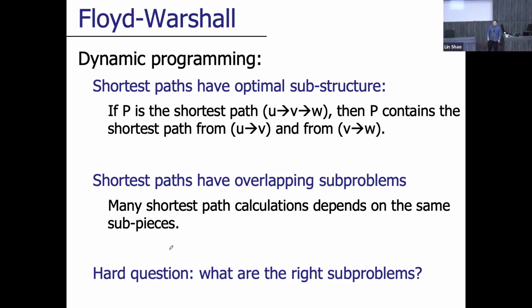And then let's consider overlapping subproblems, right? Many shortest path calculations depend on the same subpieces. For example, if we already know the shortest path from U to W, this will be helpful for us to find other shortest paths, right? As long as they contain U and W, right?